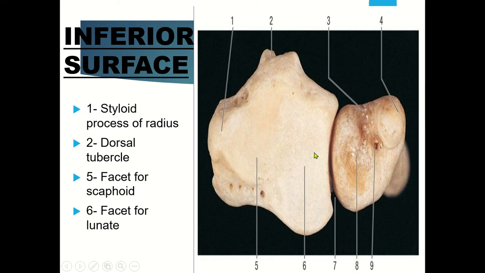So here we can see this is the inferior surface of radius. This is the styloid process of radius, and this is the dorsal tubercle, and this surface is for the facet for scaphoid, and this surface is for the facet for lunate.